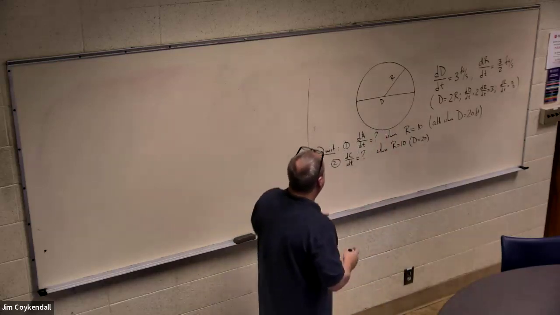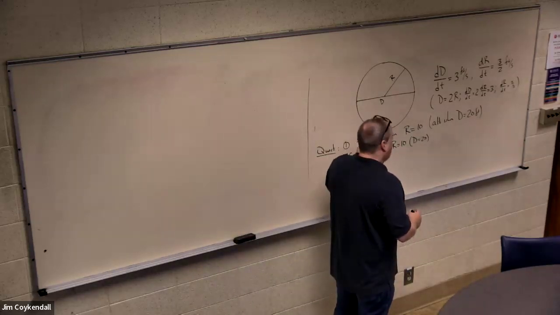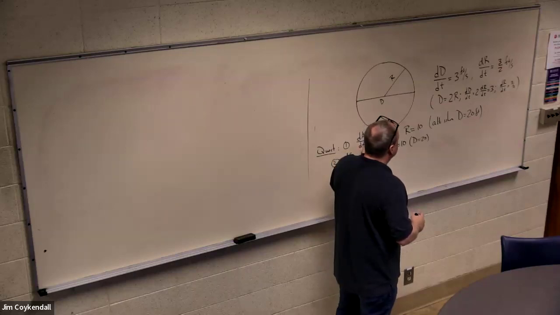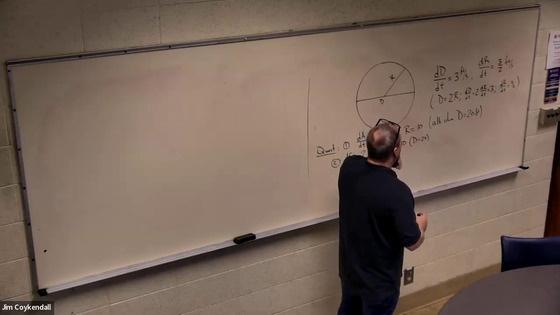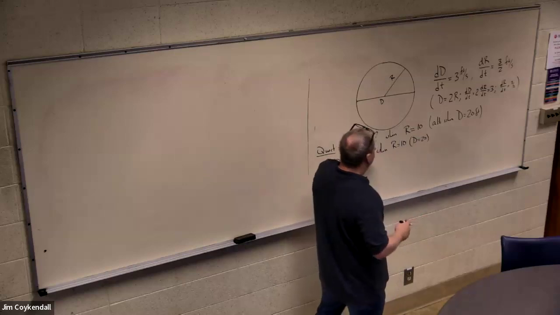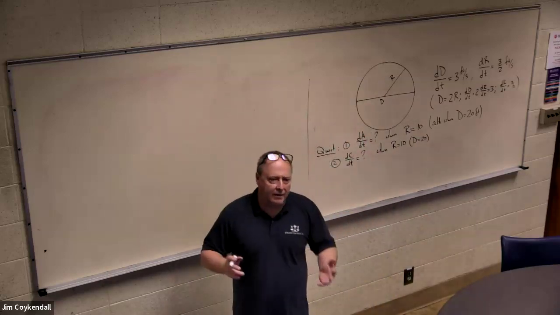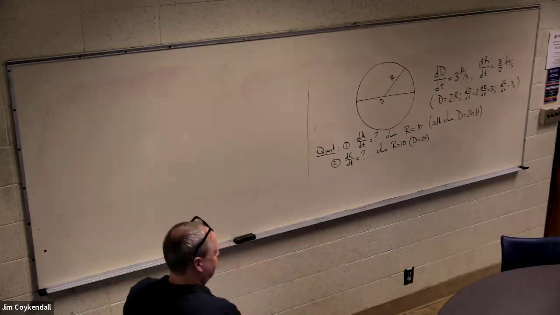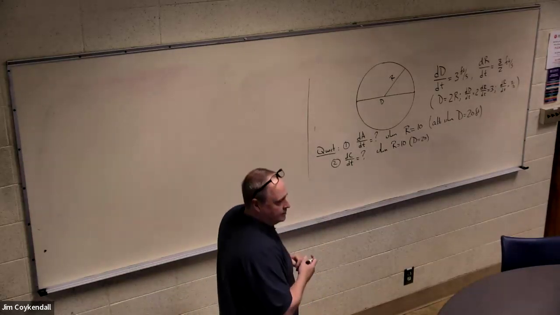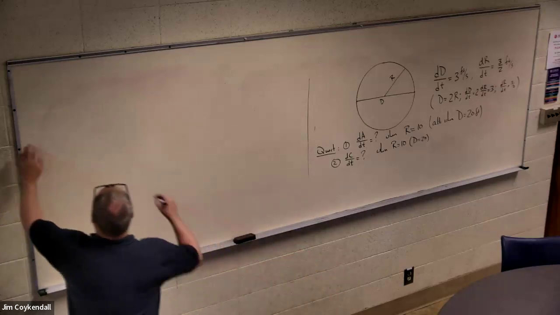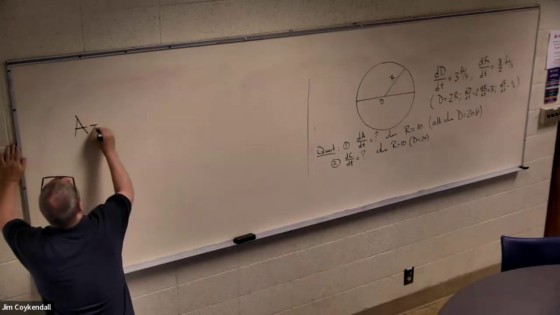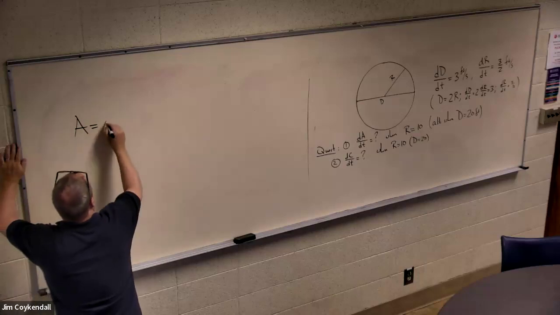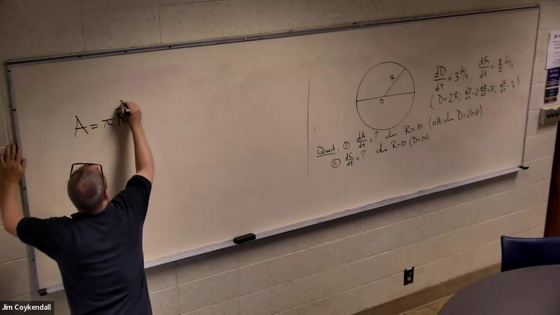Okay, so I want to know the dA/dt. I've got some information about the dD/dt, dr/dt. Can anybody give me a formula that relates area to either diameter or radius? Right. And what is that? What's your preferred? I know those. Okay. Lots of people have knowledge.